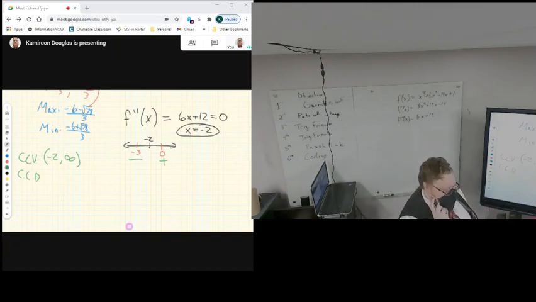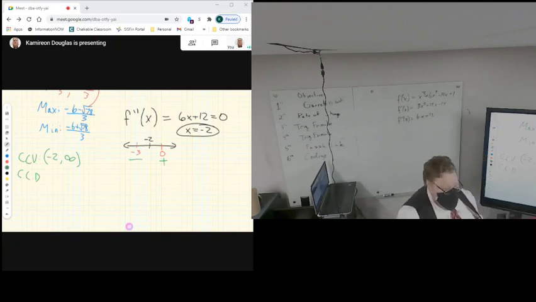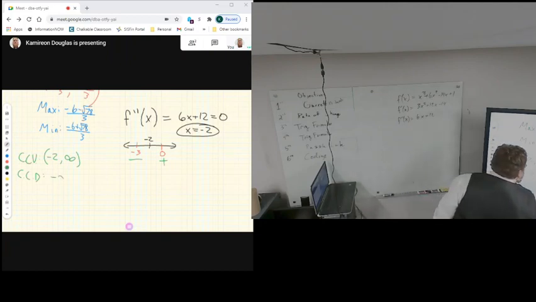When you get mixed up, the most common one is when you think about the second derivative in terms of whether it be mins or maxes, right? That's right. If it's concave up, it's going to have a minimum there. If it's concave down, it's going to have a maximum. Concave down: negative infinity, -2.